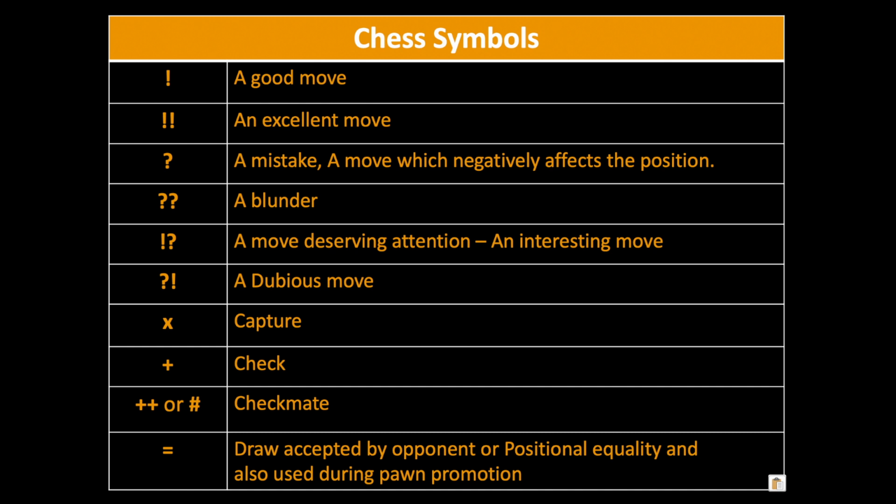A small x is used while capturing a piece, which we have learned already in the chapter. Check is denoted by a plus symbol, and for checkmate we use double plus sign or hash symbol, which we are going to learn in our upcoming chapters. And equals to sign is used when there is a positional equality and also used during pawn promotion.